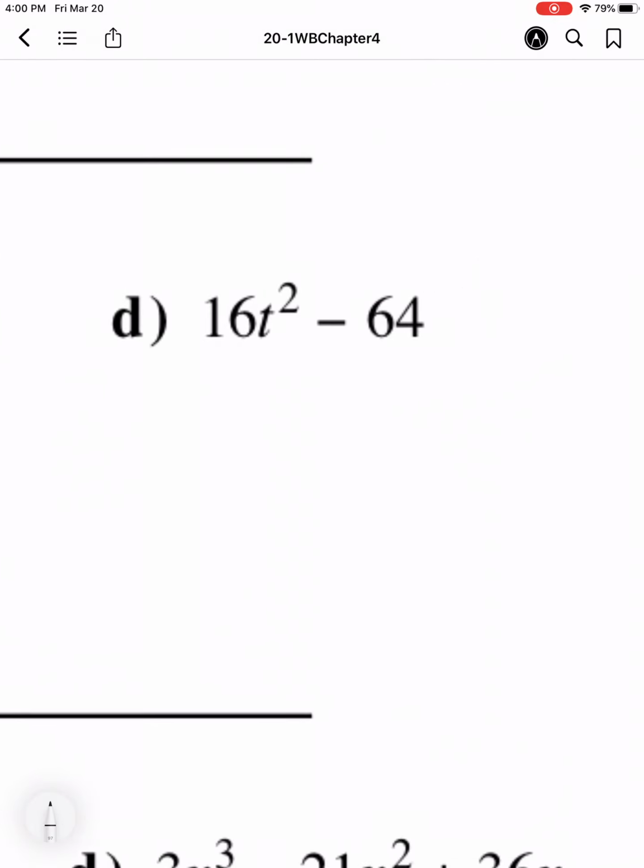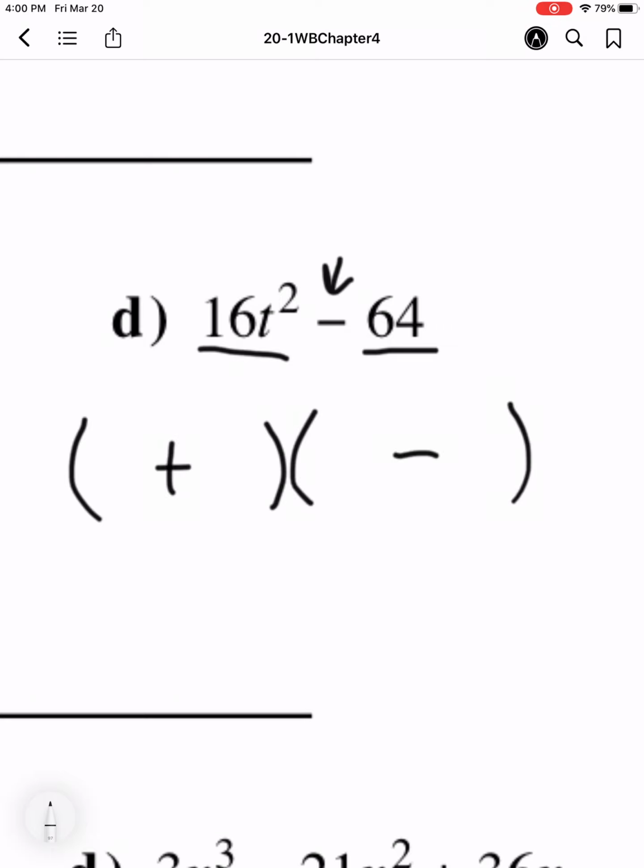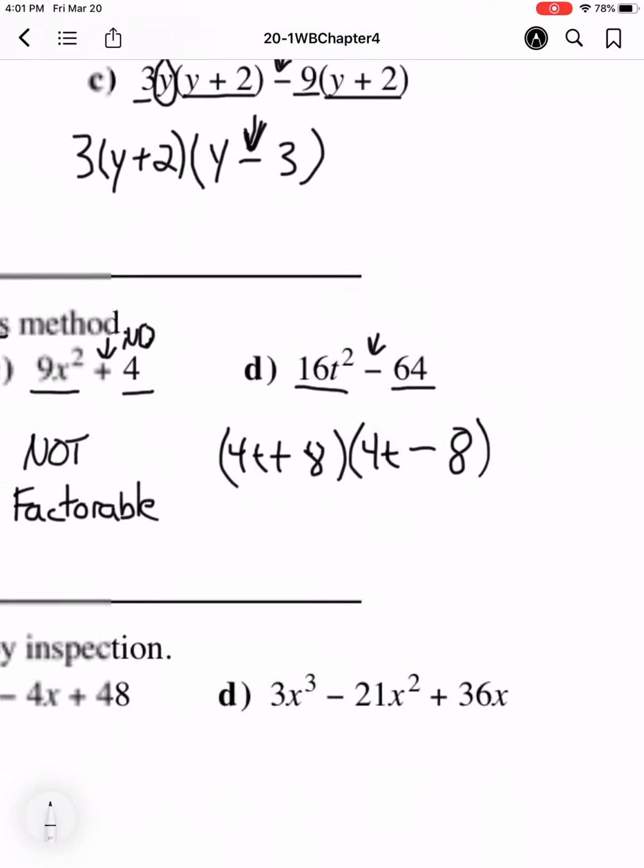Okay, we check it. Can I square root the front term? Yes. Can I square root the back term? Yes. Do I have a difference? Yes. So let's set up our brackets. Two sets, a plus and a minus. This is going to be 4t, and this is also 4t, and we're going to have the square root of 64, which is 8 and 8. So we get 8 and 8, right? So again, that's what it looks like for difference of squares.